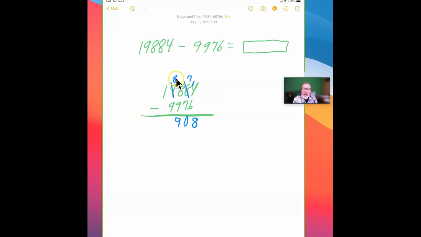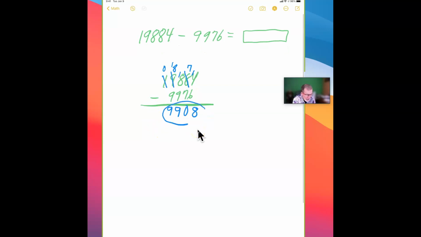And then here we have 8 minus 9, but we can look at these two numbers together, or you can borrow from that one, leaving 0 and making that 18. 18 minus 9 again is 9. And then we have 0 here. So our answer is 9908.